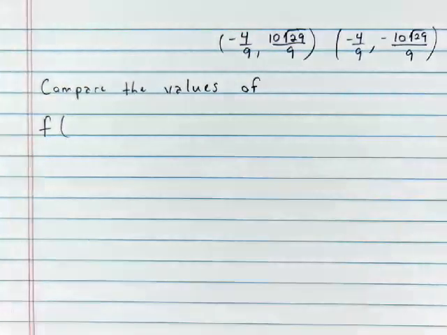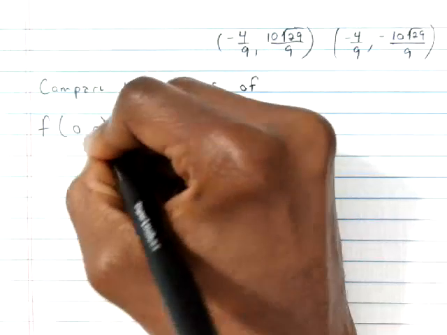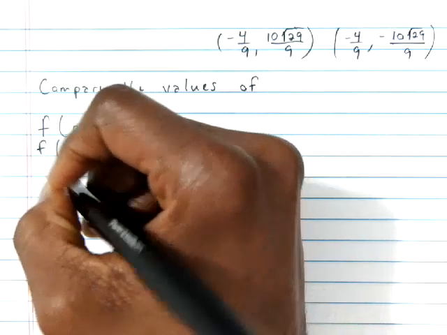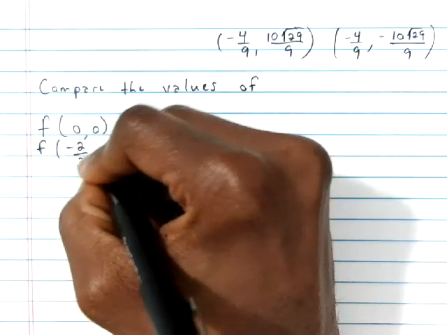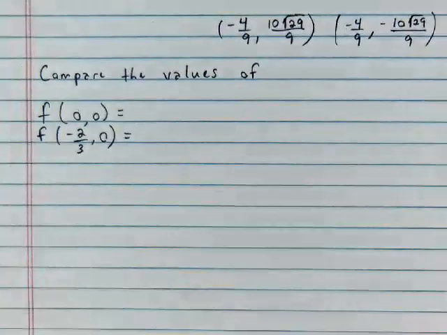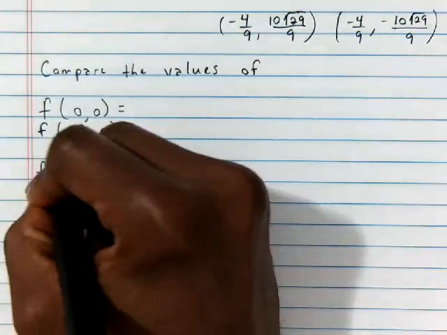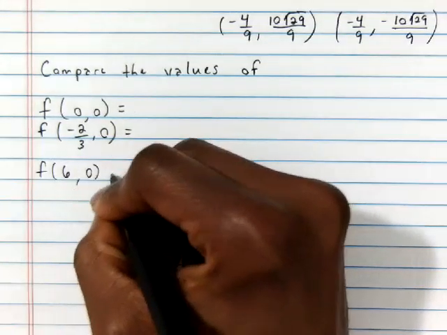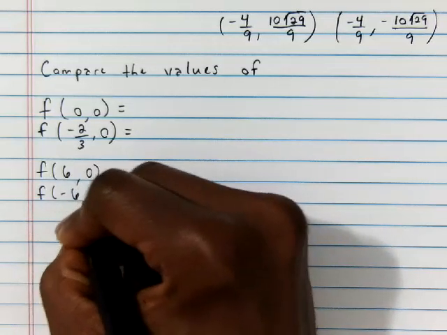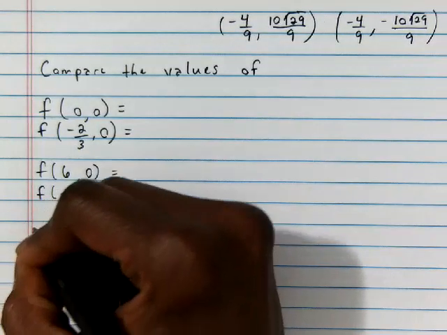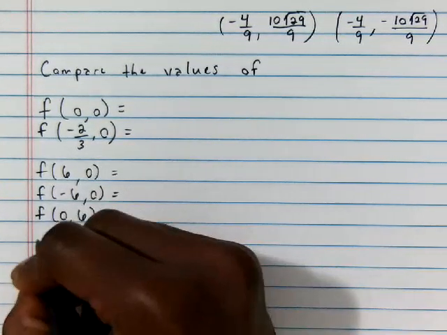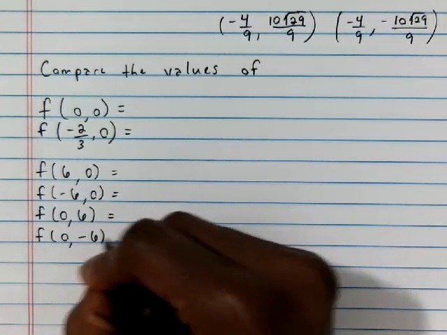First points we found were 0, 0, f of negative 2/3, 0. Those are the points that we found inside of the region. And the points that we found on the boundary were f of, let's see, what was the first point we found? 6, 0 and negative 6, 0. f of 6, 0, f of negative 6, 0. Then we found 0, 6 and 0, negative 6. f of 0, 6. f of 0, negative 6.